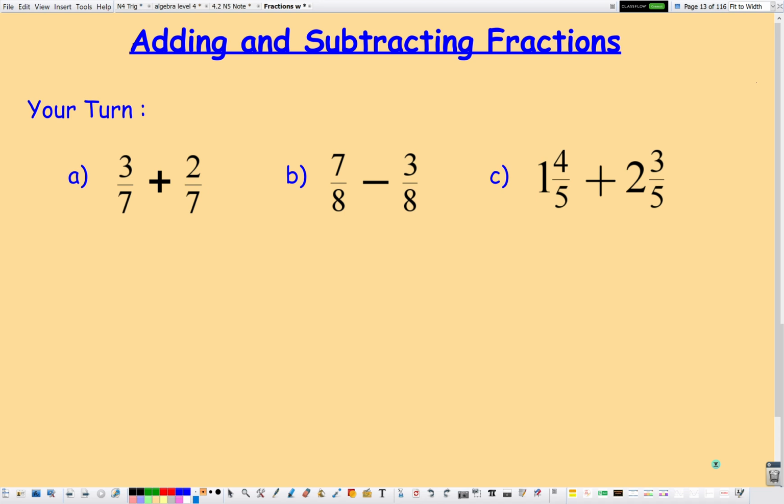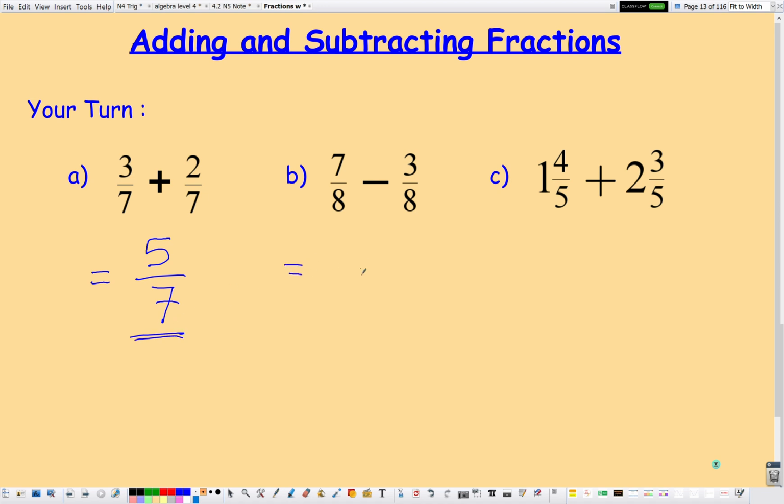Okie dokie, right, let's see how we got on then. So, if you're not sure, maybe with the last one, then copy down the solution, make sure you correct any mistakes that you do make, but let's mark our own. So 3 7ths plus 2 7ths, very simply, that's going to be 3 plus 2 on the top, 5, and the denominator doesn't change, that's 7. So 5 7ths, final answer.